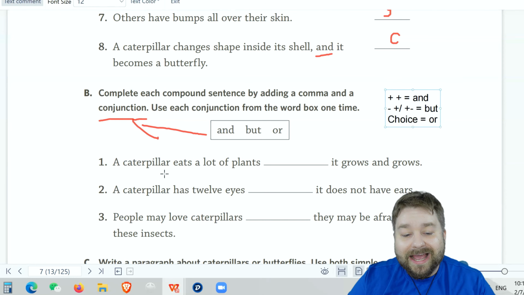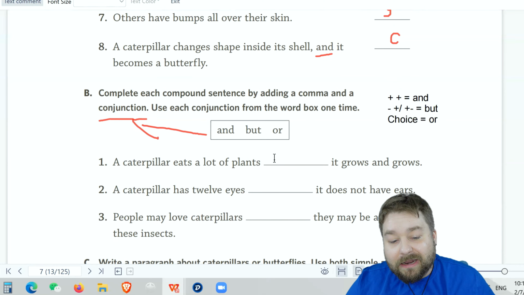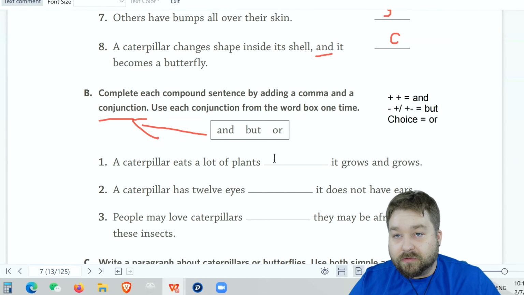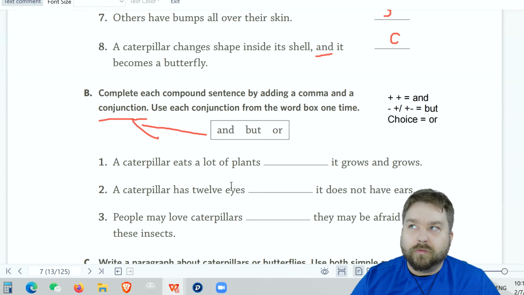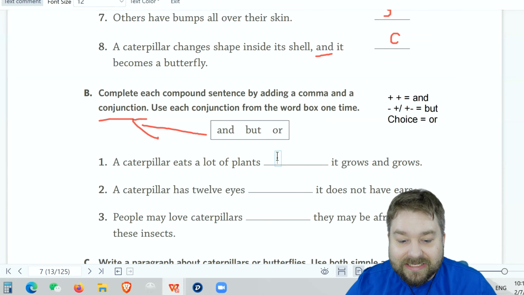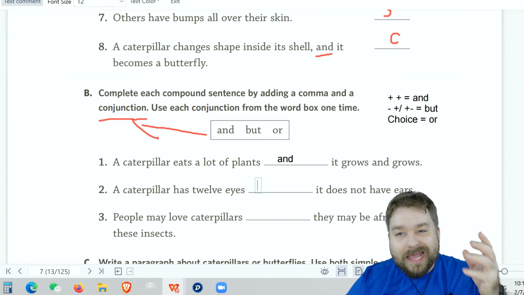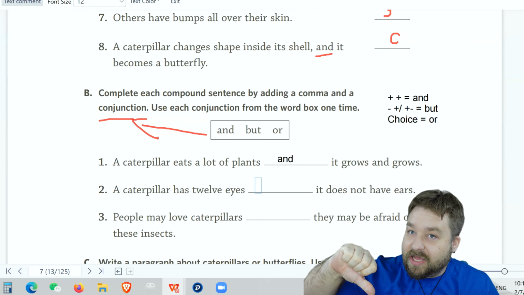Let's try this out. A caterpillar eats a lot of plants. It grows and grows. So what do you think? Which word goes right there? A caterpillar eats a lot of plants. It's kind of a positive, right? It grows and grows. It's getting bigger. That's a positive too. It's an and. Okay, number two. A caterpillar has 12 eyes. It does not have ears.